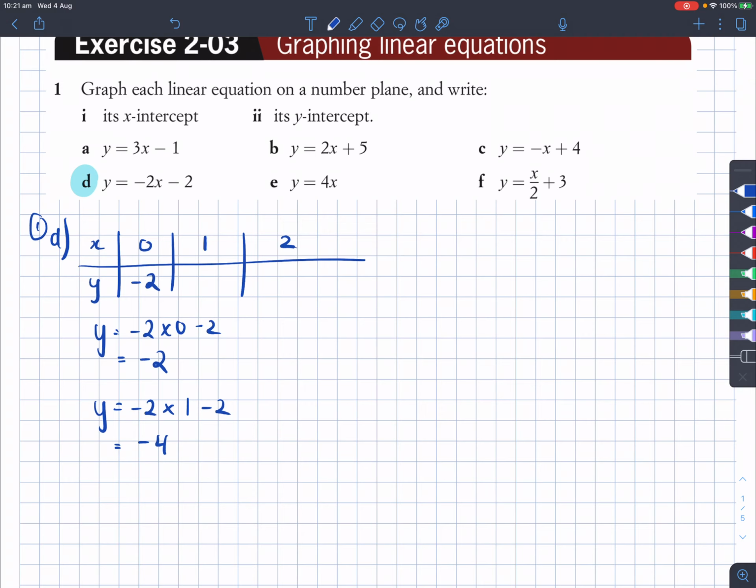Now, the last bit, y equals minus 2 times the number 2, minus 2. Minus 2 times 2 is negative 4. Minus another 2 would be negative 6. So I'm going to put these two other values in here. Each of these is basically a coordinate, a pair of coordinates. So I'm going to graph these right now.